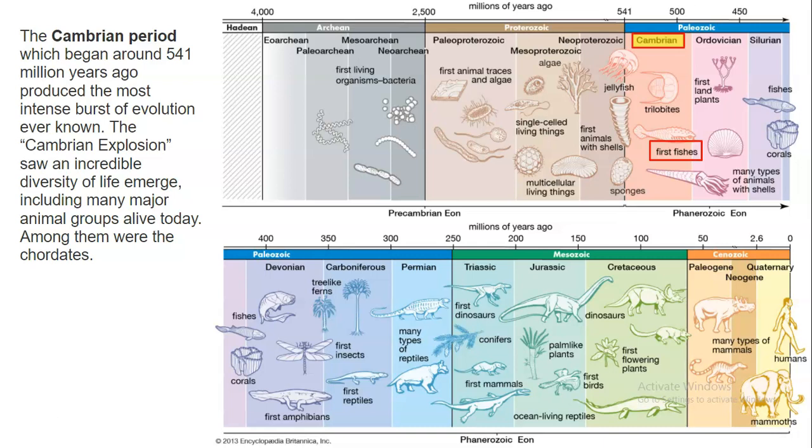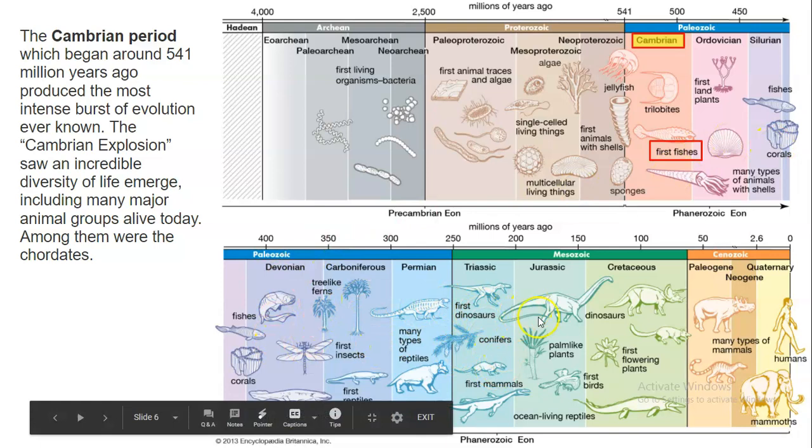Many of the major animal groups that are alive today, such as fish, emerged, and among the animals that emerged were the chordates. So the first chordates evolved around 541 million years ago. And then you can see all the diverse life that comes after in terms of animals.